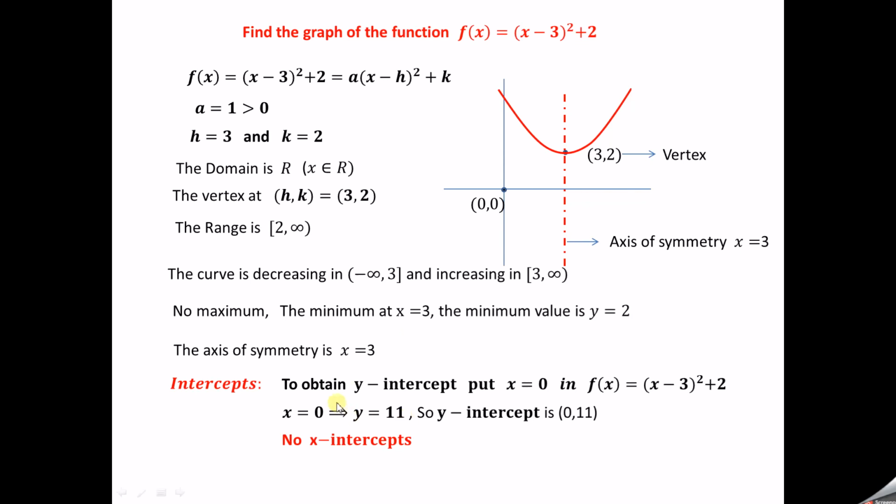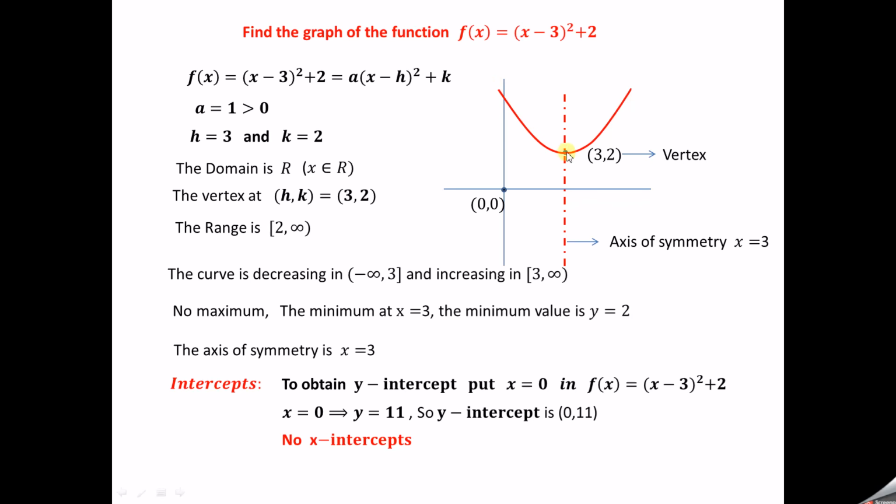And again, to find the x-intercept and y-intercept. Here there is no x-intercept. Why is there no x-intercept? Because the curve will never intersect the x-axis. That means y will never be 0, where y means this f(x). For whatever x you take, y is always 2 or more than 2, and y will never be 0. That means the curve doesn't intersect the x-axis, so it has no x-intercepts.